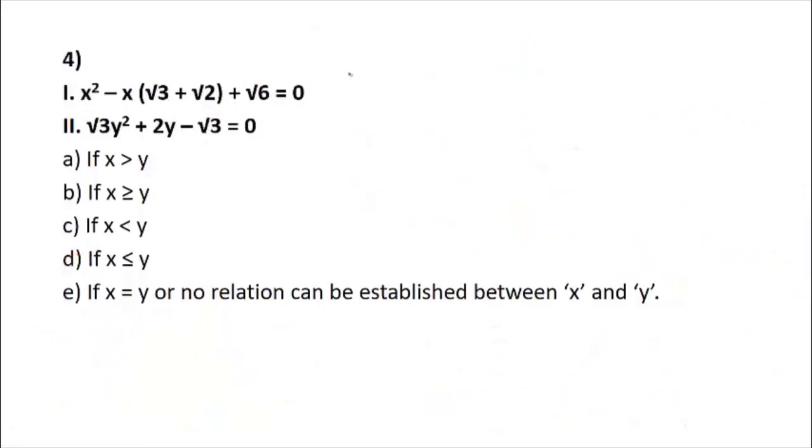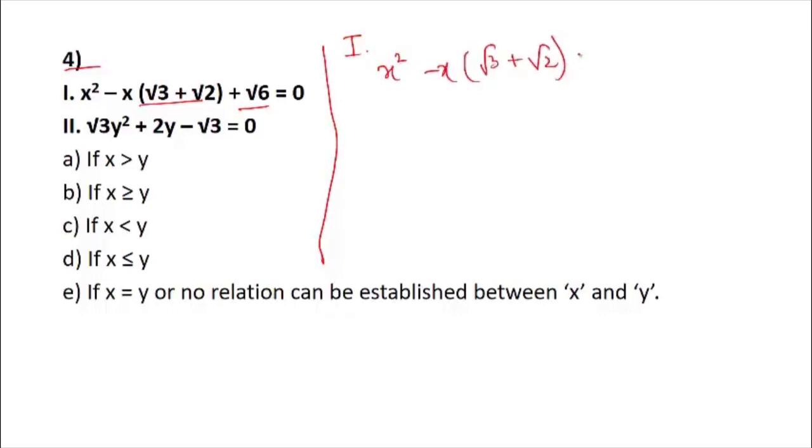Okay, so let us move on to question number 4. By seeing this square root, you should not be afraid, just follow along, I'll teach you how to deal with them. So let us take the first Roman number. Take x square minus x, root 3 plus root 2 plus root 6.